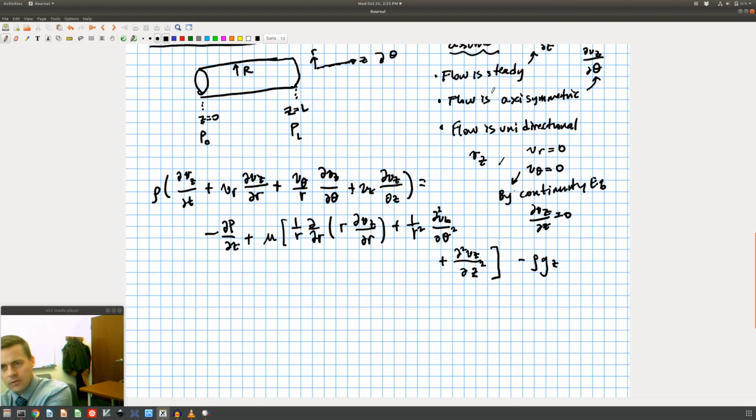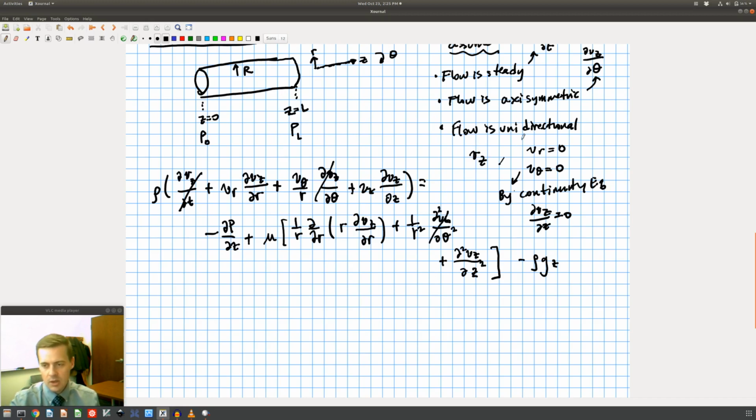So let's review. So steady, that's the time term. So I take that one. That one's 0. The next is I say the flow is axisymmetric. So that means anything with respect to theta is gone. That one is gone. And that one is gone. That's kind of like the 2D assumption, right? It's still a three-dimensional flow, but it eliminates one of my directions.